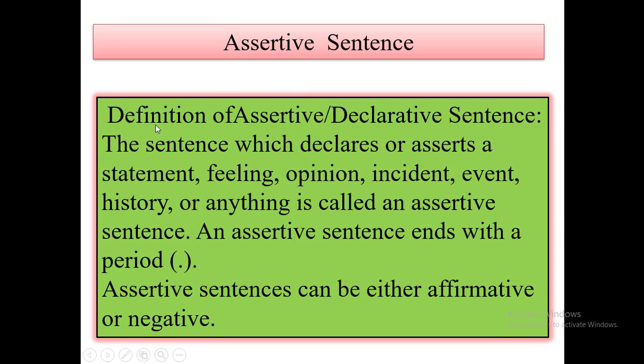Assertive sentence. Definition of assertive or declarative sentence. The sentence which declares or asserts a statement, feeling, opinion, incident, event, history or anything is called an assertive sentence. An assertive sentence ends with a period, that means full stop. Assertive sentences can be either affirmative or negative.